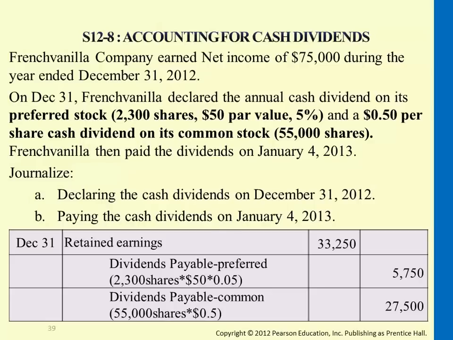Now this is a declaration entry. Remember, declaration, we're not yet paying it out. So it's a type of liability incurred temporarily. Okay, later on, 2 to 3 weeks later, it will turn into actual cash payment. We'll be reducing this. Okay, so this part here, we're just reducing retained earnings, increasing dividends payable. And the following entry will be debiting these two, crediting cash for payment entry.